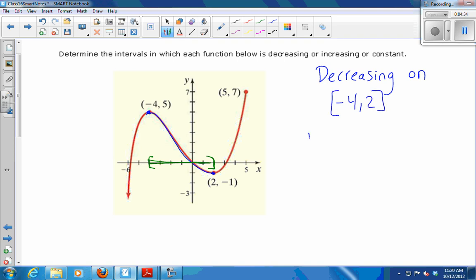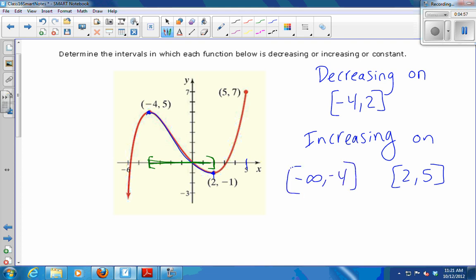And then for increasing, I'm definitely increasing 2 to 5. Yep, from x equals 2 to x equals 5, I'm increasing. And where else? -infinity to -4. And I'll put a union because both of them together are increasing. How do you feel about it? Okay, do the next one.